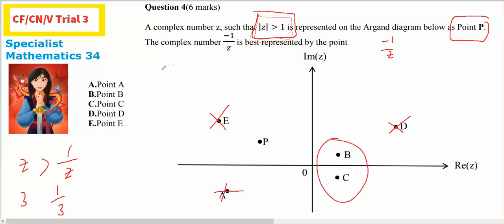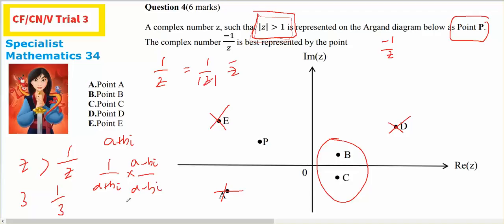Now what I do know about 1 on z, it's going to be 1 on the magnitude of z squared times the conjugate of z. The reason is that if z was a plus bi, then 1 over a plus bi, I times it by a minus bi, so I end up with 1 on a squared plus b squared, times a minus bi.